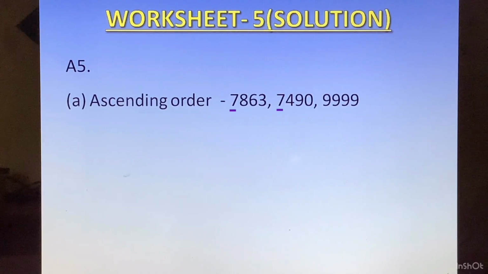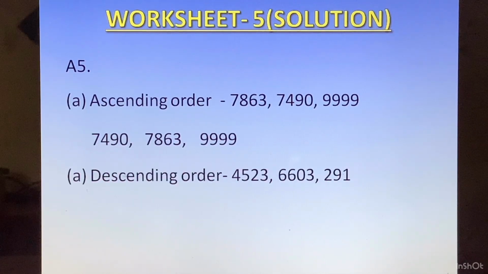So we go to the second digits of the numbers starting with 7, which is 8 and 4. So 4 is smaller than 8. 7490 will be the first number. Then we have 7863 as the next number and 9999 as the last number.